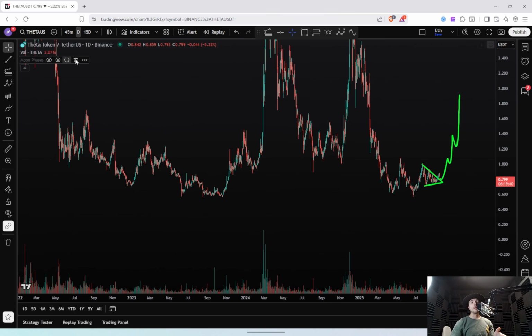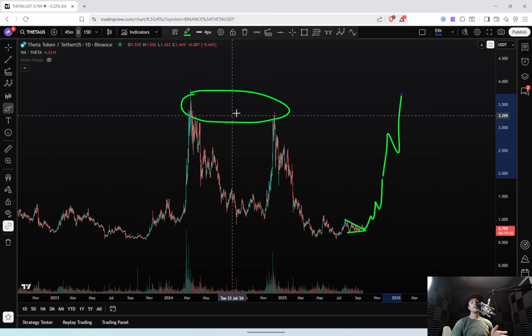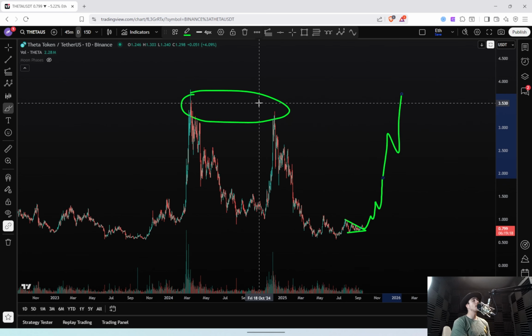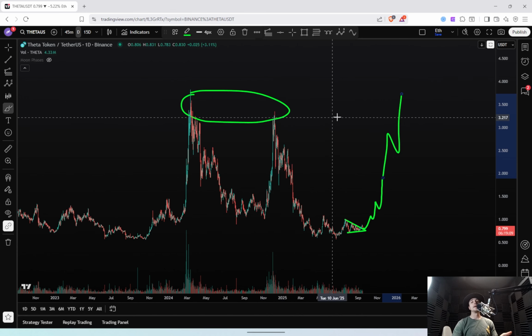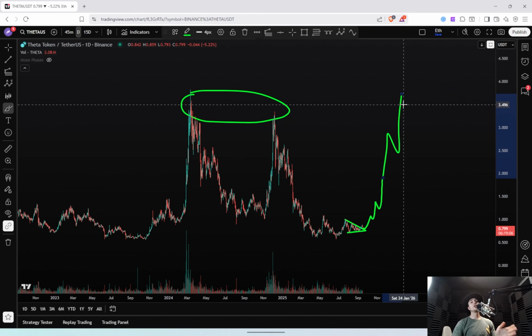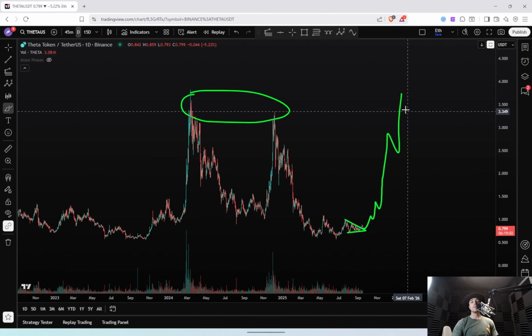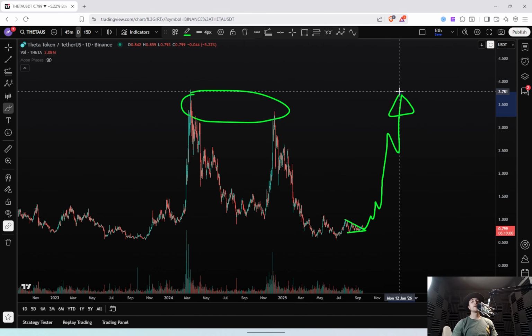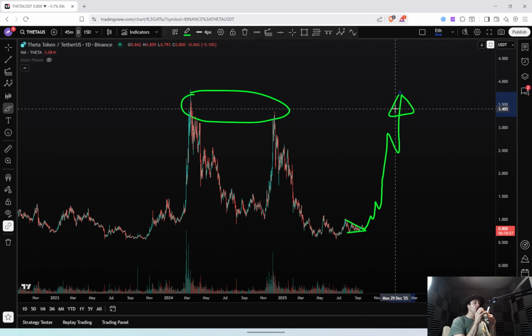I'm expecting a big bullish move here in the short term, and I'm expecting a full recovery in price all the way back up to these levels, just like what we saw with Ethereum, where Ethereum saw a strong recovery and a big bullish move all the way back to the old local high. And that's exactly what I'm expecting in the short term for Theta. So be watching for a big bullish move here in the near future, as well as a big bullish move in the bigger picture for this coin.